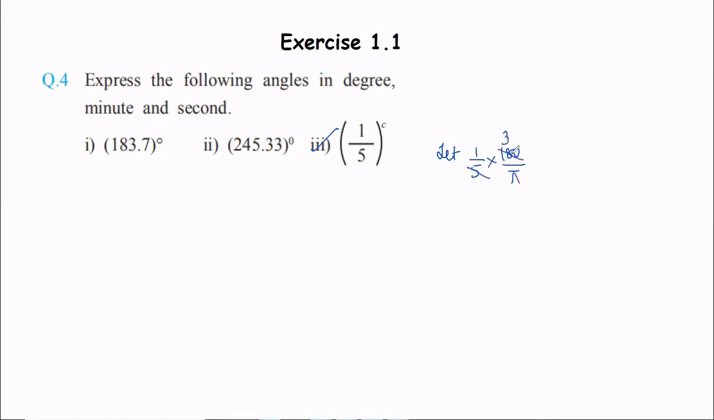So 3 and 3 carried, 36 by pi. You are having 36 by pi degrees. We'll put the value of pi, so that is 36 into 7 upon 22. 22 by 7, so 7 comes in the numerator, 22 remains in the denominator as pi is in the denominator. Cancellation begins: 11, 18. 18 into 7 and 11.